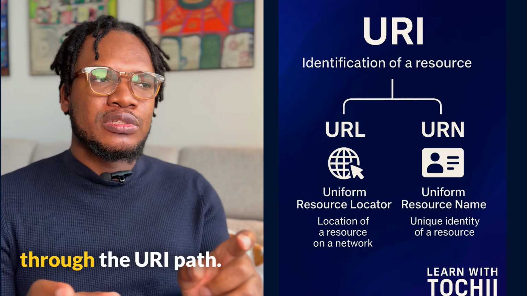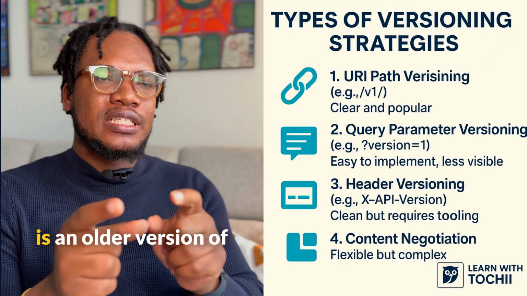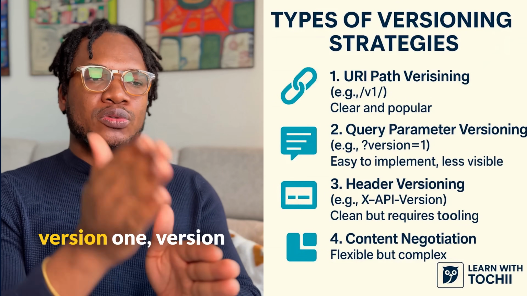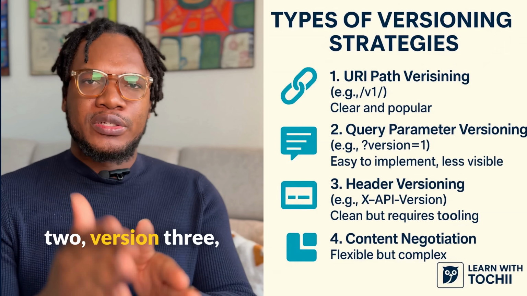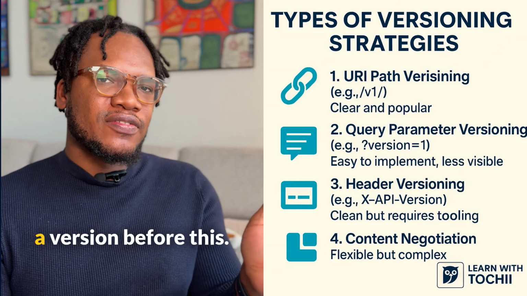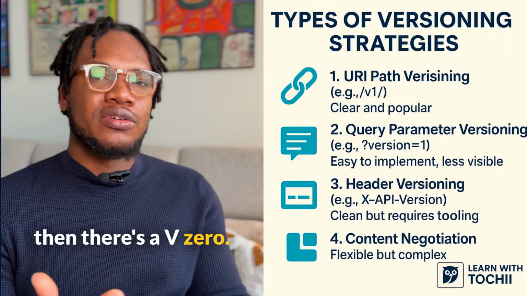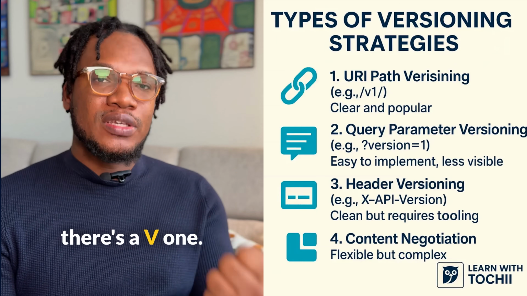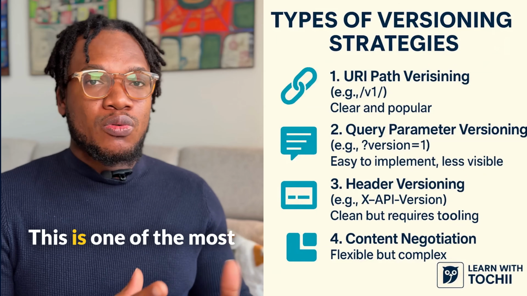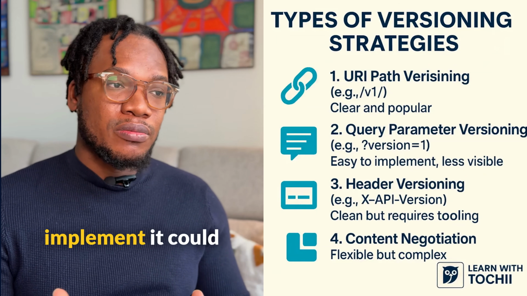When you version through the URI part, you're essentially showing that there is an older version of this, and this is either version 1, version 2, version 3, and it simply tells the user that there is a version before this. That is, if it is 1, then there's a V0. If it is 2, then there's a V1. There are a few pros and cons to this. This is one of the most popular versioning strategies. It's easy to understand and implement.